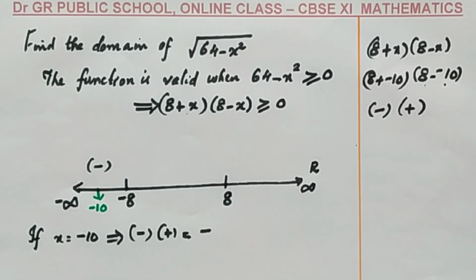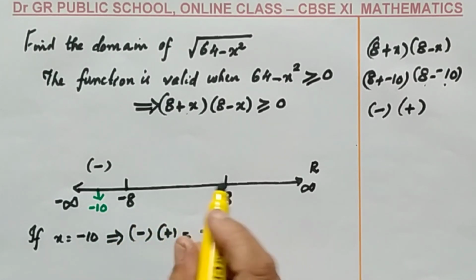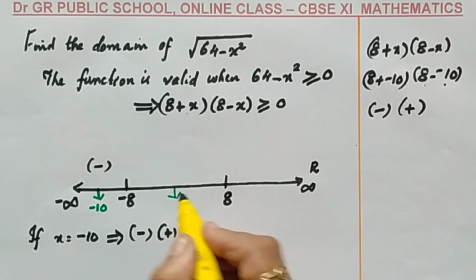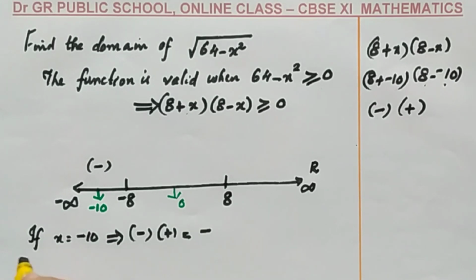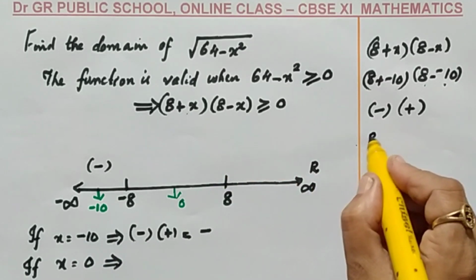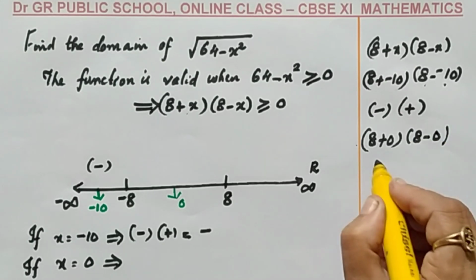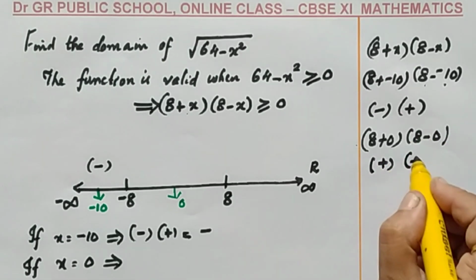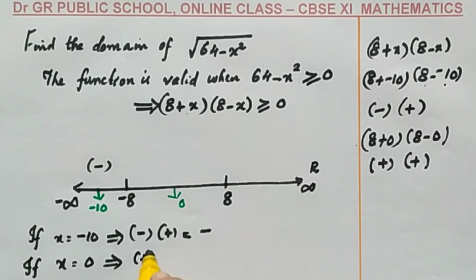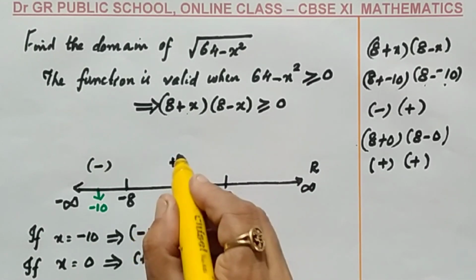Come with another value in the second interval, minus 8 to plus 8. I am going to take a value 0, which seems easy for me. If x equal to 0, what happens to the bracket? 8 plus 0 in one bracket into 8 minus 0 in the other bracket. This becomes positive. This also becomes positive. So positive into positive, the ultimate sign is positive itself. I am going to mark that sign positive here. So in this interval, it is positive.